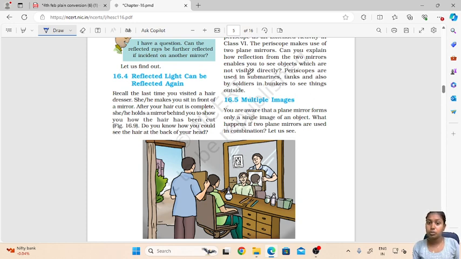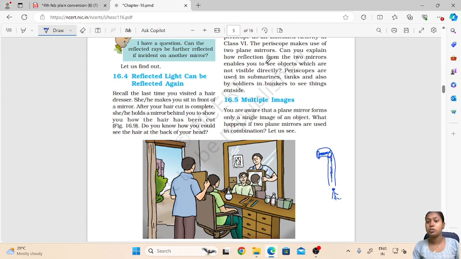Periscopes are used in submarines, tanks, and also by soldiers in bunkers to see things outside. So the ones who are hiding, they use a periscope. Something like this, a tube kind of thing. It has a mirror here, a lens here which reflects the images down, which can be observed by the person standing here. So it is something like reflections.